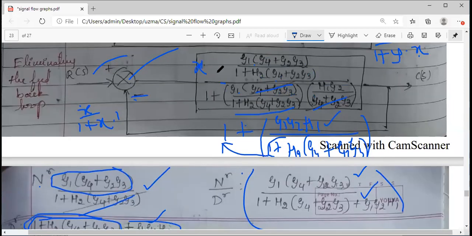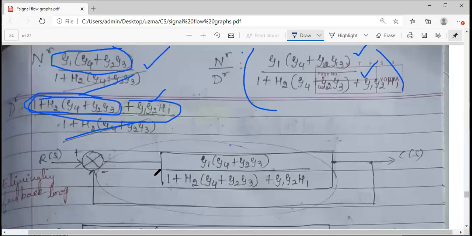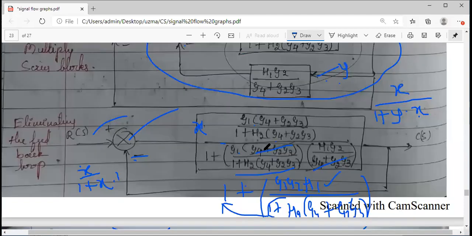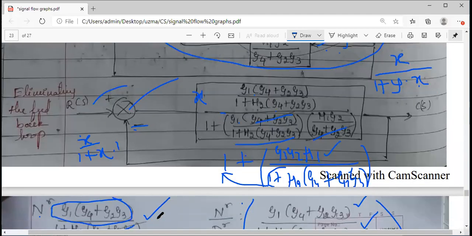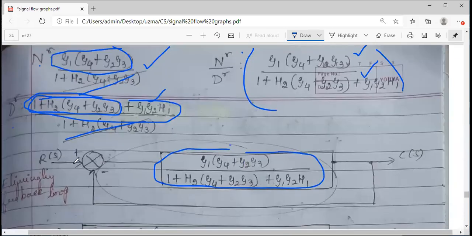So I have simplified it here itself. This value is equivalent to this. I have simplified it because it's not possible to keep such a big value further. That's why I have simplified here itself. So this is the simplified term.